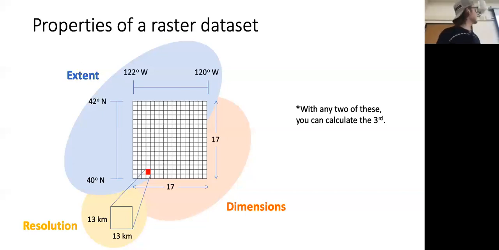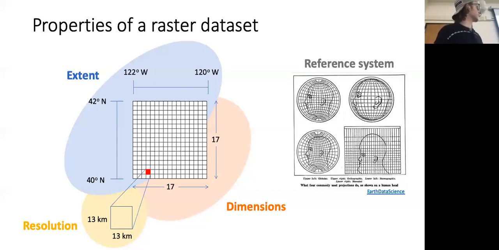And then the final property of a raster data set, if we're working with geospatial data, is the reference system. And here's another example of the types of distortion that we can get from different types of projection systems.